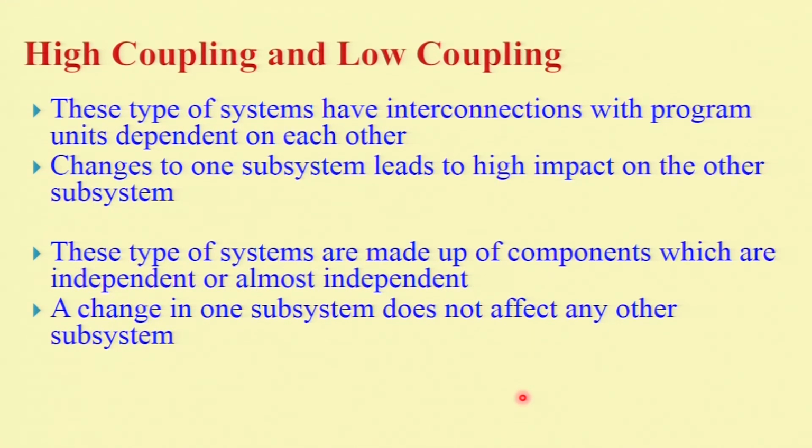One is called high coupling, the other one is low coupling. High coupling systems have interconnections with program units dependent on each other. Changes in one subsystem lead to a high impact on the other subsystem. As far as low coupling is concerned, these systems are made up of components which are independent or almost independent. A change in one subsystem does not affect any other subsystem. Now let us see two things. One is about the coupling measures, the other one is about the cohesion measures.